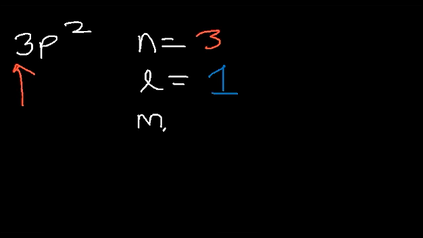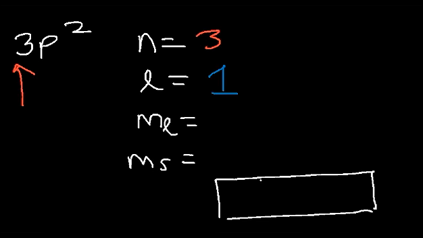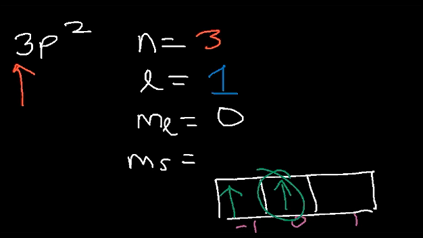Now what is the value of ML and MS? For the 3p sublevel, there are 3 boxes. And since L is 1, ML could be anywhere from -1 to 1. If we are concerned with the 3p2 electron, this is 3p1, this is 3p2. Notice that 3p2 is in the second orbital. So ML is 0. And because we have an up arrow, it's +1/2. If the arrow was down, it would be -1/2.